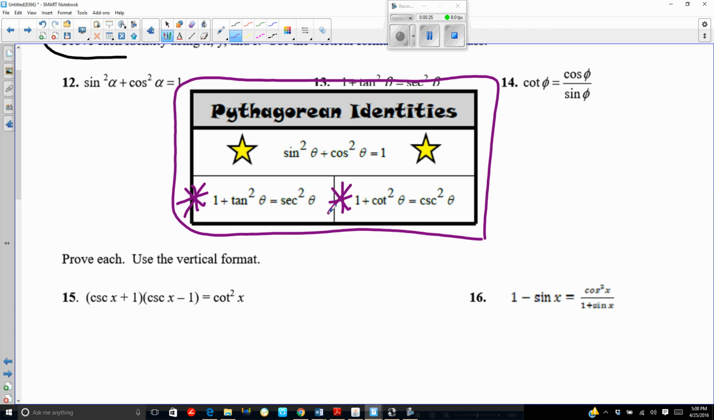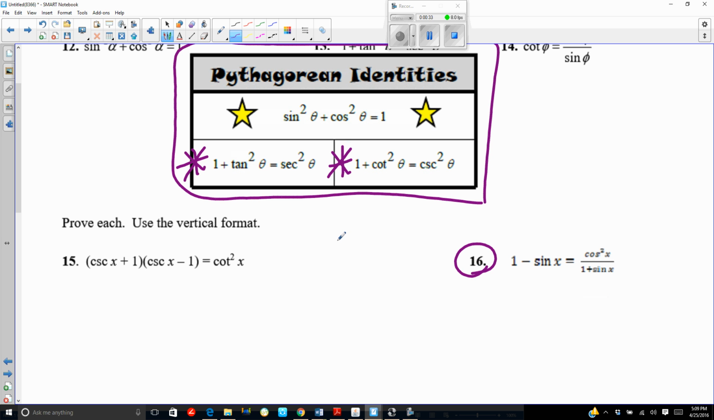So let's start with number 16. 1 minus sine x equals cosine squared over 1 plus sine x. Again, not necessarily a rule, but a good place to start a lot of times in these problems is the more complicated side. So I'm going to work on the right side of this equation and try to make it equivalent to 1 minus sine of x.